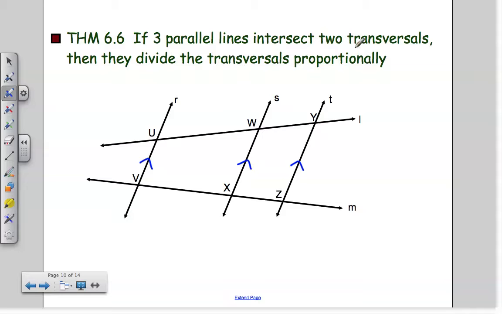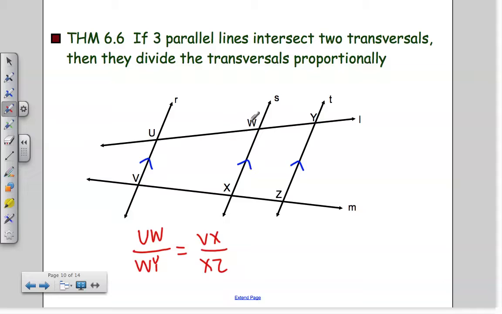If those three parallel lines intersect two transversals, we do have two different transversals that intersect those lines, lines L and M. Then they divide the transversals proportionally. Meaning if you look at these sections that they split the transversals into, those are proportional. So if I look at, for instance, UW, that segment, and I compare it to the littler part of that transversal, WY, that should be the same proportion as looking at this transversal, doing the larger portion to the left, VX, and comparing it to the smaller portion to the right, XZ. So the way those transversals are split by the parallel lines is proportional as well.